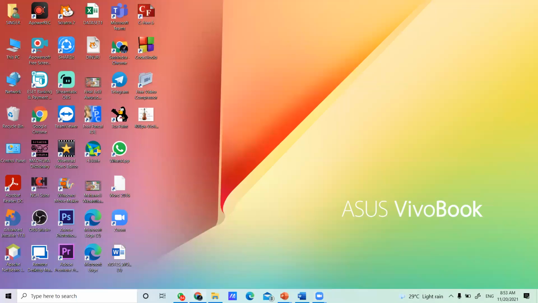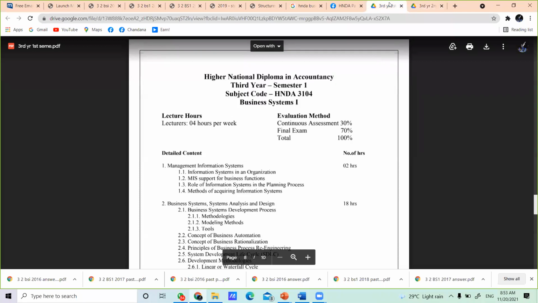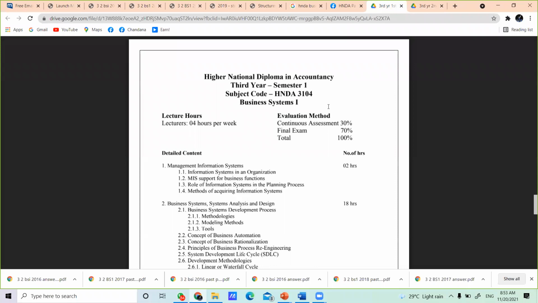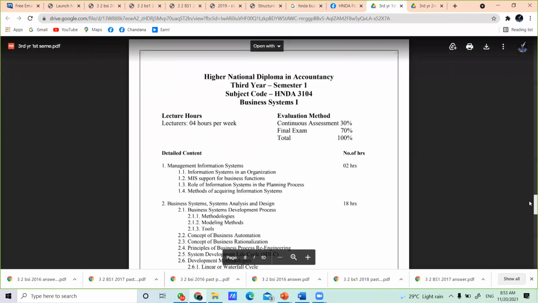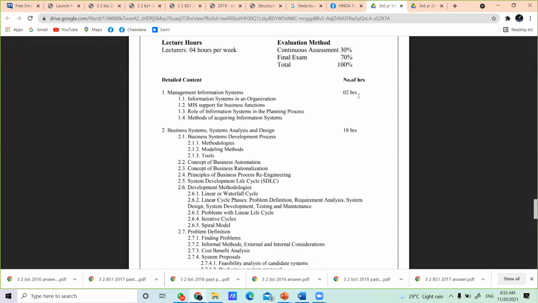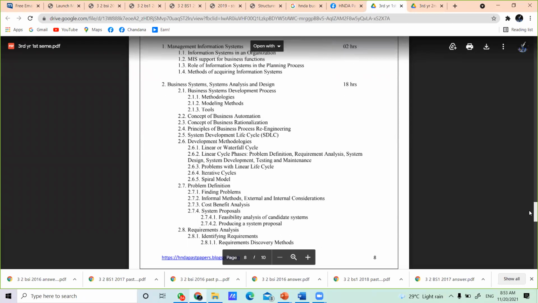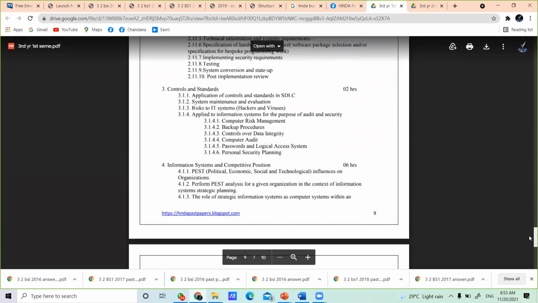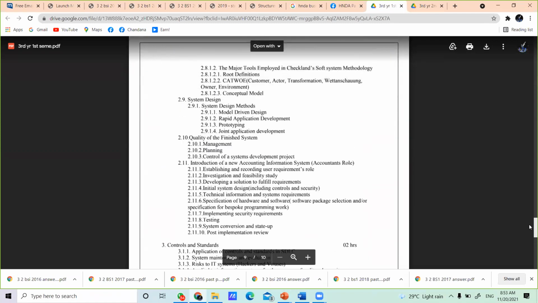Right, okay. Therefore, from that point I am going to start the syllabus required for the examination. First look at the syllabus here. This is the syllabus that you want to cover. Management Information Systems, in this syllabus there are 5 chapters of contents, right?